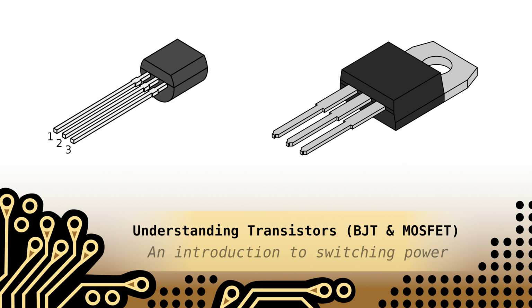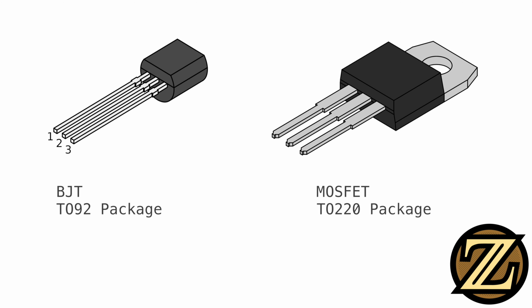In this tutorial, I will be covering how to use both BJT and MOSFET transistors for the purpose of switching power. Modern transistors come in two flavors: bipolar junction transistors, or BJTs, and field effect transistors, or FETs. Transistors come in multiple package types, common ones including TO92 and TO220. Both BJTs and MOSFETs come in these packages.